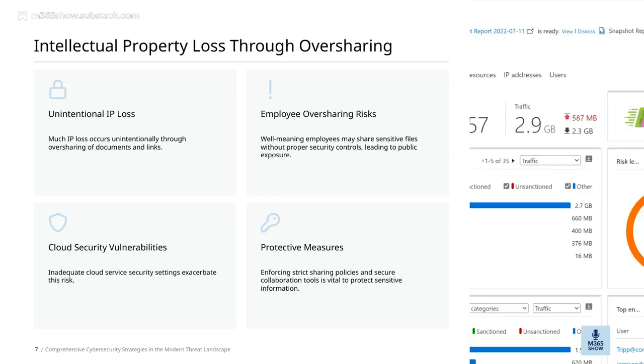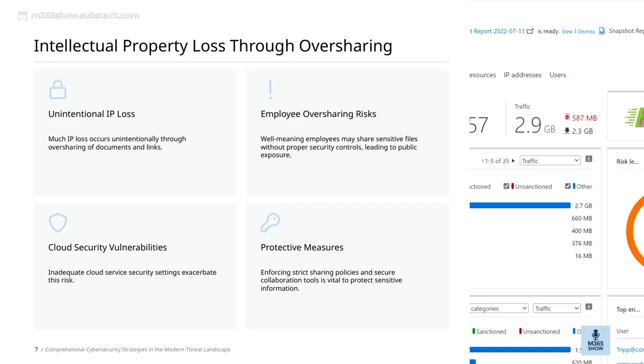Let's talk about intellectual property loss through oversharing. In today's digital landscape, implementing comprehensive cybersecurity strategies is more important than ever. One key aspect is enforcing strict sharing policies and using secure collaboration tools. These measures are vital to protect sensitive information from accidental leaks or malicious attacks.